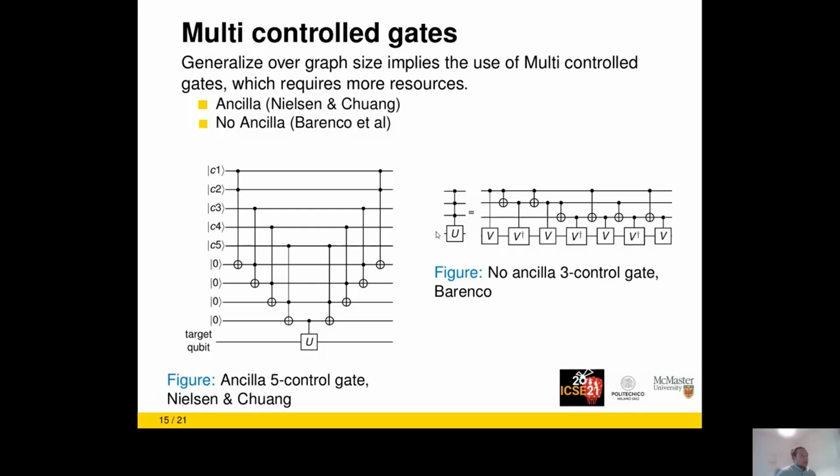The other method to construct multi-controlled Toffoli gates is the one of Barenco. Here is shown an example of a 3-controlled gate. And now we can see that we have no ancillary qubit. This is the no ancilla method, but the circuit scales in depth. And we chose this approach for our implementation.